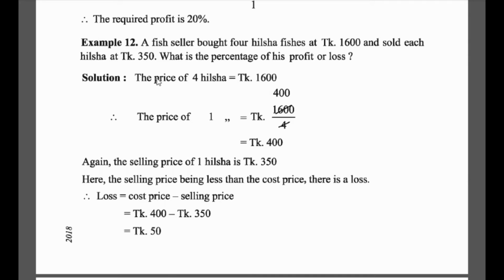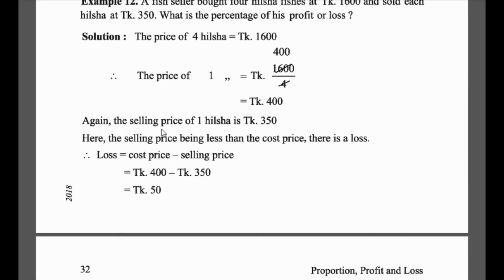Look at this relation. The price of 4 Hilsha is given here: 4 Hilsha fishes at taka 1600. So the price of 1 Hilsha is equal to 1600 divided by 4, since it will be less. If we divide 1600 by 4, the result will be 400. So the price of 1 Hilsha is equal to taka 400.